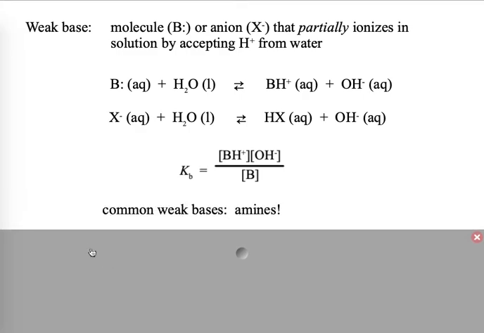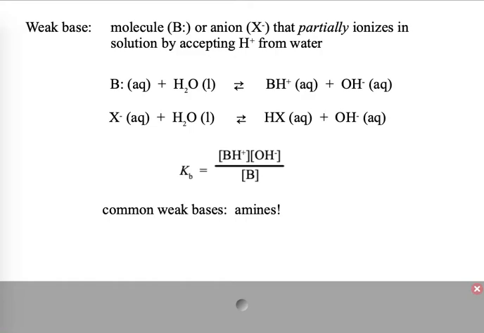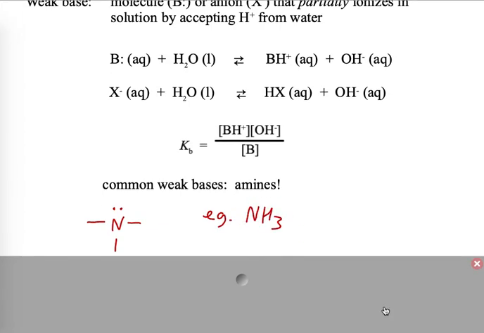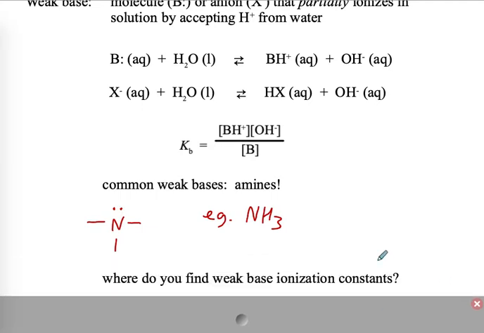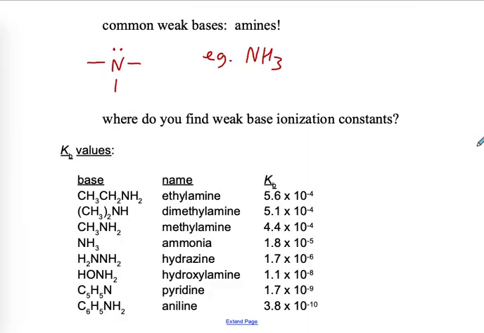Common weak bases are amines. Amines are a class of organic molecules in which a nitrogen atom forms bonds to 3 other things, which could be hydrogen atoms, they could be carbon-based groups, they could be other things, but the crucial structural feature that the amine base must have is a lone pair. Again, it needs a lone pair in order to accept the proton from water. Okay? An example of a common amine would be, of course, ammonia, a very common base. So, where do we find weak base ionization constants? In a table of weak base ionization constants. You will always have access to this if you need it.